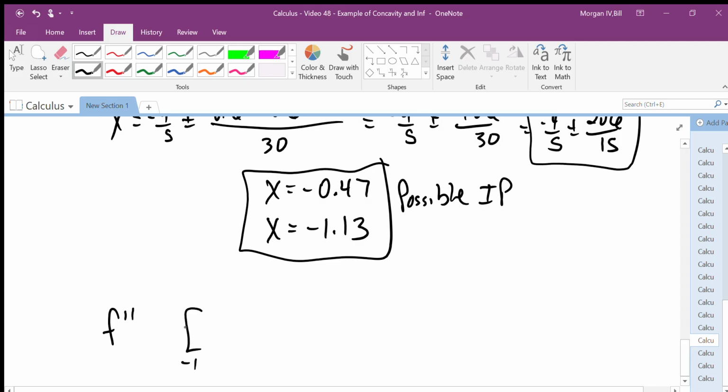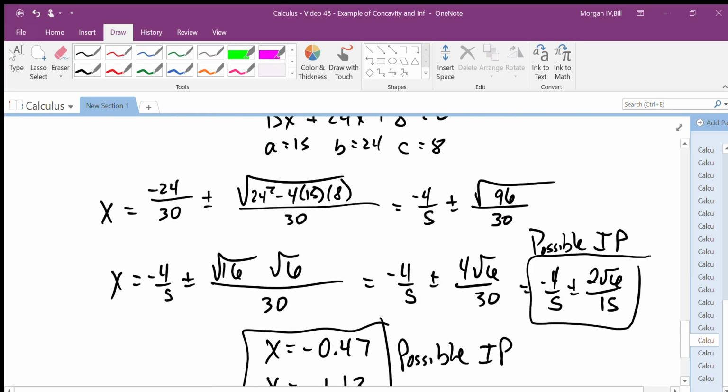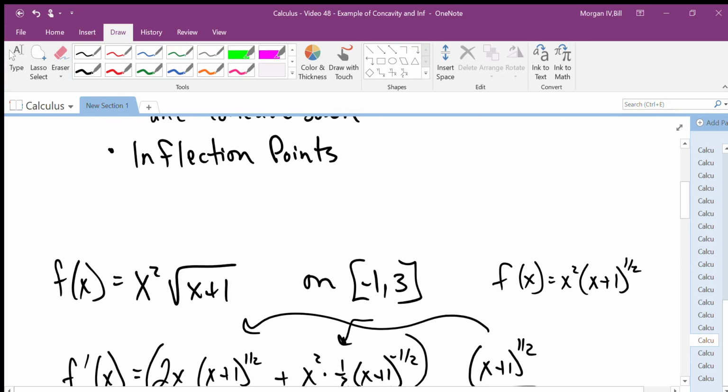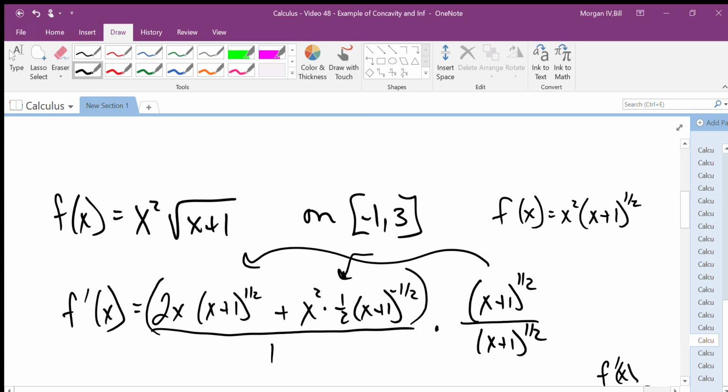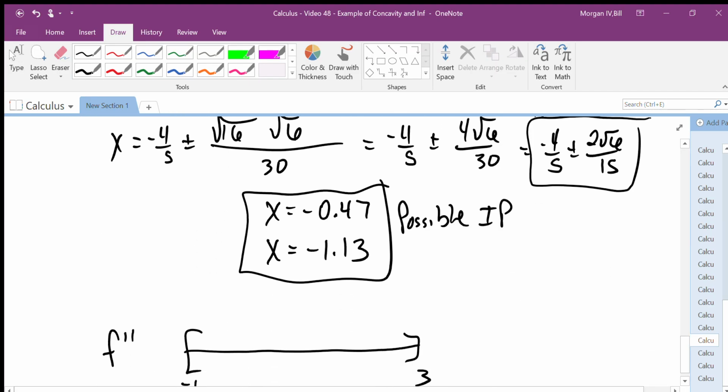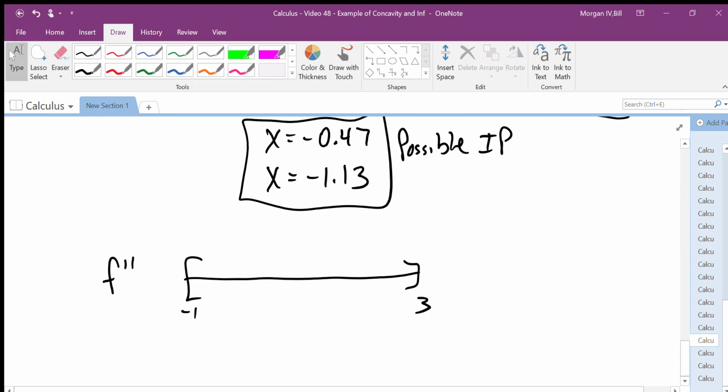Remembering that we're only going from negative 1 to 3. If you remember from the problem, from way up here, we're only speaking about this problem on the interval from negative 1 to 3, so that's all I'm going to care about. And we see that if we're only going from negative 1 to 3, negative 1.13 is over here, which means that's not part of our domain. So it really can't be an inflection point, so crossing that one out, our only option now is the negative 0.47. So we're going to pick test points. We're going to pick a test point between negative 1 and negative 0.47, maybe like negative 0.5, barely to the left of that, but it'll work.